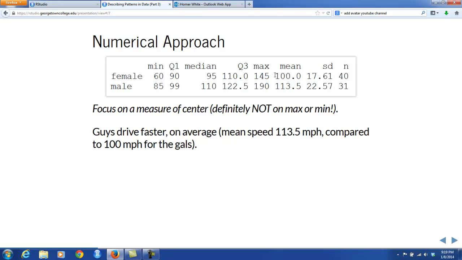Let's try the means. So on average, the females were going 100 miles per hour. On average, the guys were going 113.5 miles per hour. So it looks like guys drive faster on average. When you make a conclusion like that, it's always a good idea to back up your conclusion with a couple of specific numbers from your output or your analysis. And so you would add a little phrase that compares the two means for the two groups right here.